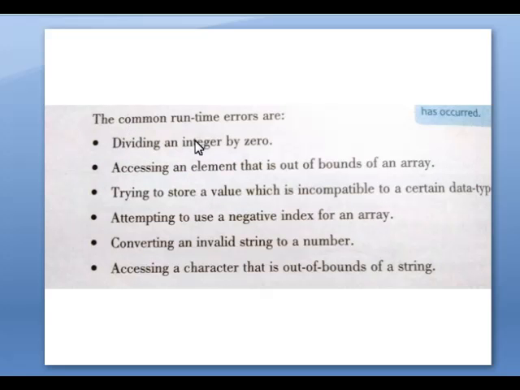The common runtime errors are dividing an integer by 0, accessing an element that is out of bound of an array, trying to store a value which is incompatible with a certain data type, attempting to use a negative index for an array, converting an invalid string to a number, one data type to another, and accessing a character that is out of bound of a string. These are the common runtime errors.